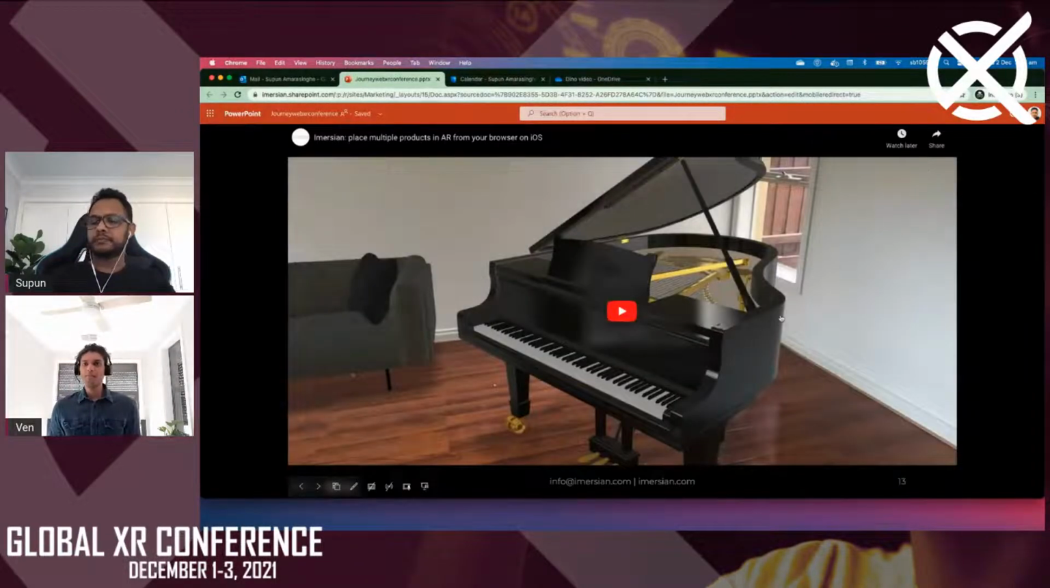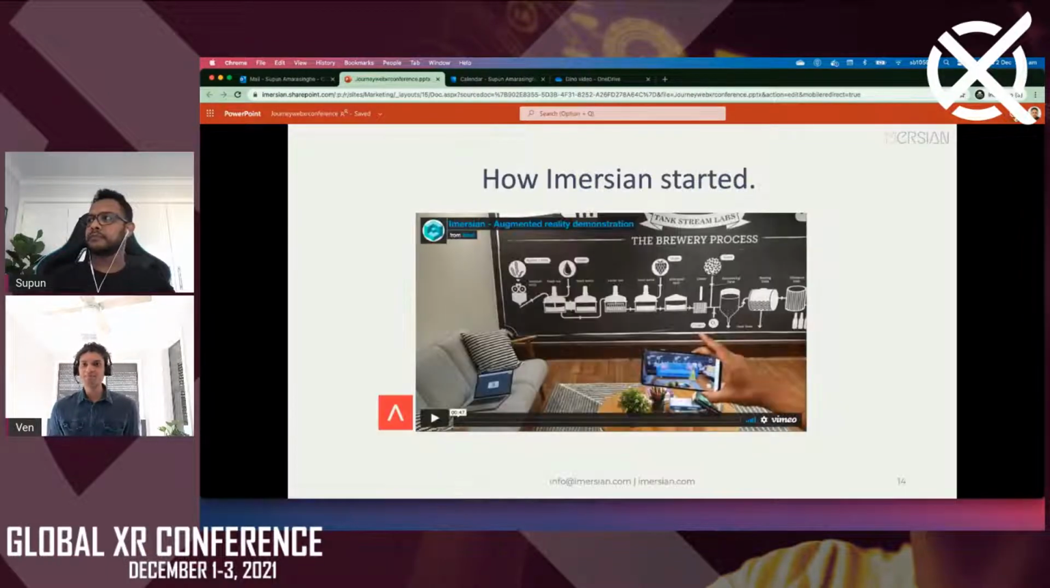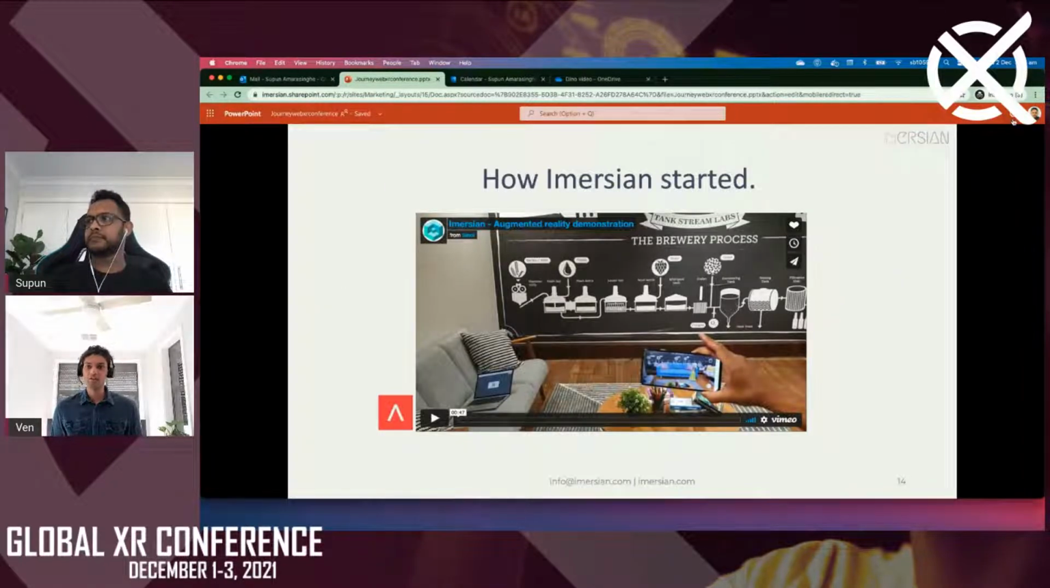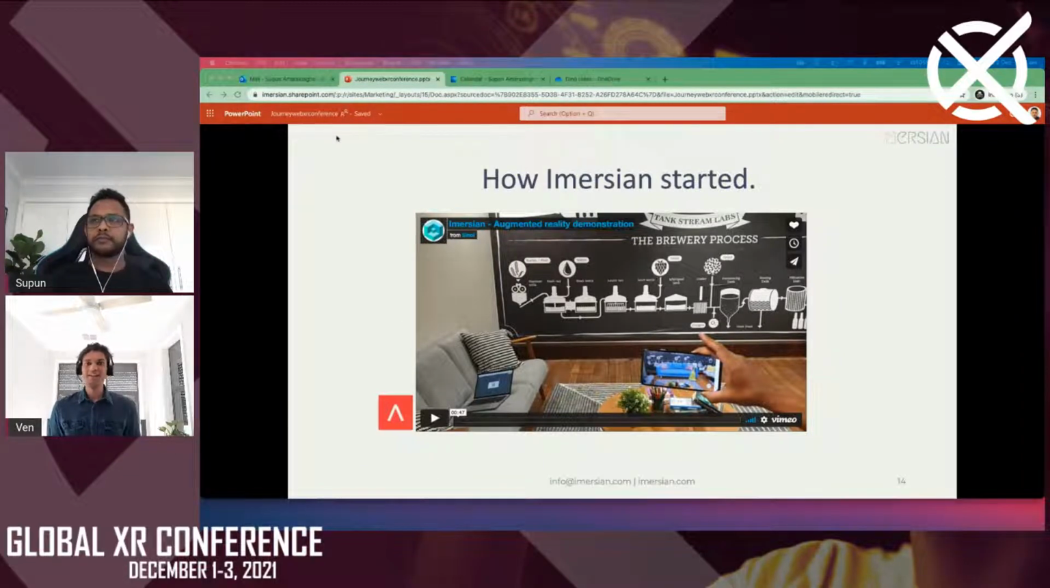So where did this all start? And how did Imersian actually get to form? It's an interesting conversation actually, because Supun and I met basically earlier this year in Antler, who are a global VC, and out of a cohort of 80 or so, it was like, okay, who here is interested in 3D and AR? We almost essentially found each other. It was like the perfect co-founder marriage, if you will.